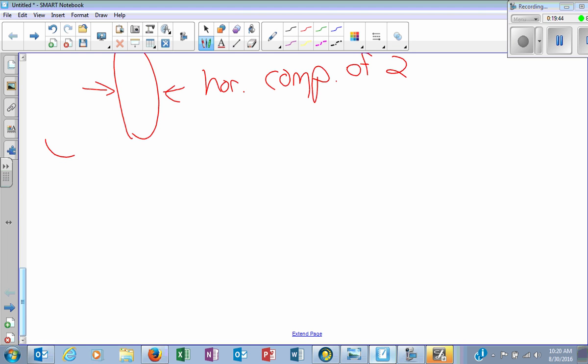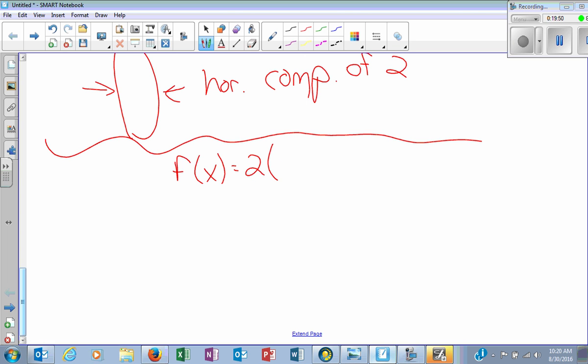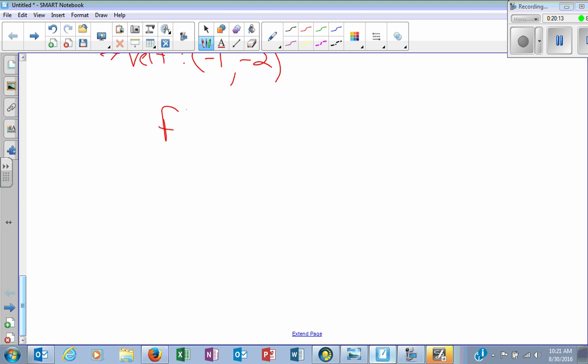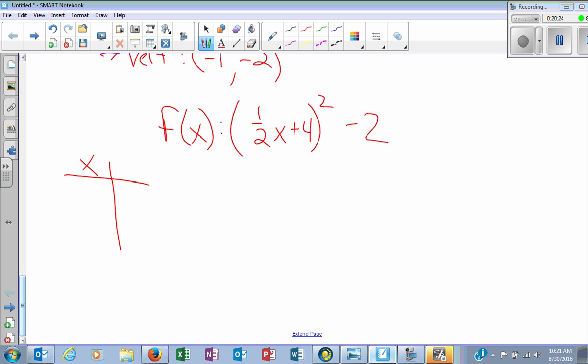If I had this, what is my vertex? The vertex is -1, comma, -2. Notice, this vertical stretch did not change my vertex at all. It didn't move it at all. It had no effect on the vertex. The reason I'm telling you this is because a horizontal will have an effect. It has an effect on what the x value is.